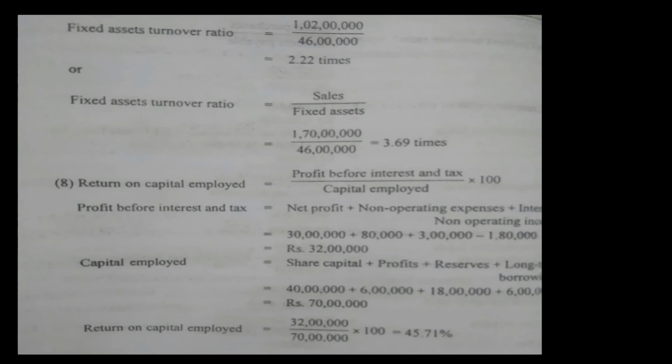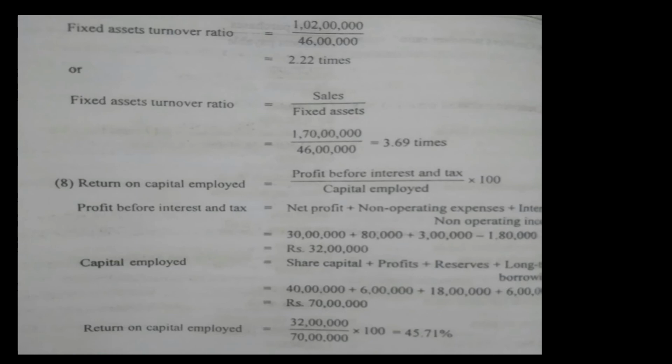Then return on capital employed. For return on capital employed, the formula will be profit before interest and tax divided by capital employed. The profit before interest and tax is the net profit plus non-operating expenses plus interest, minus non-operating income. That is what is done here. The total works out to 32 lakhs. So 32 lakhs will be my profit before interest and tax, divided by capital employed. Capital employed is the share capital plus profit plus reserve plus long-term borrowing.